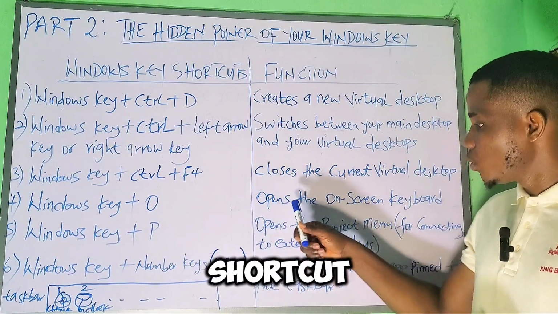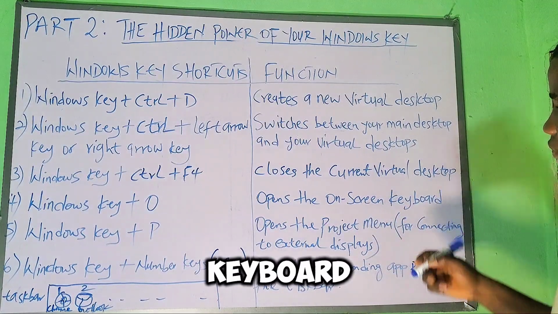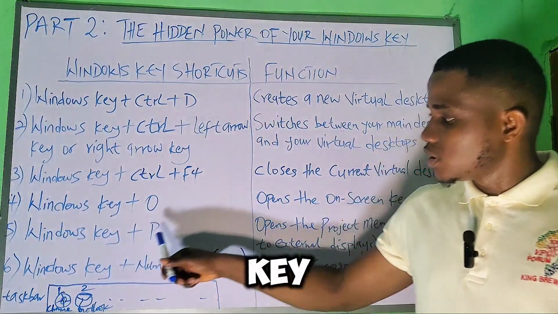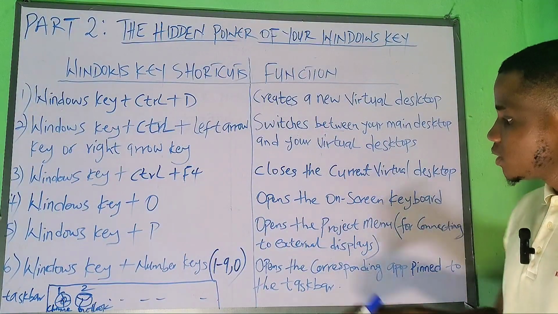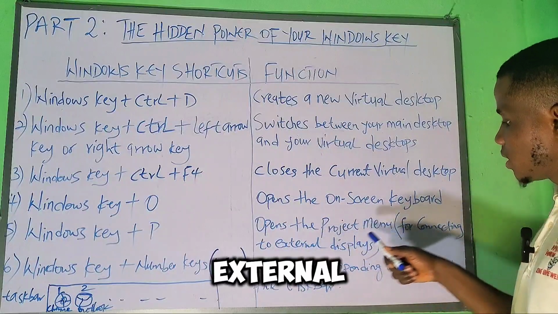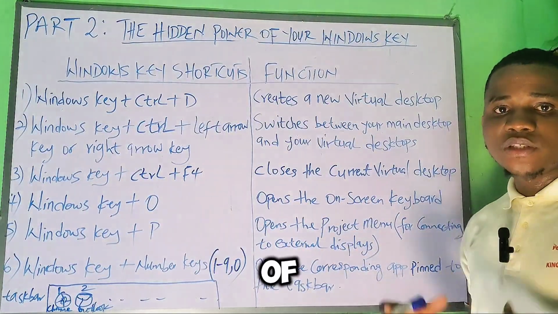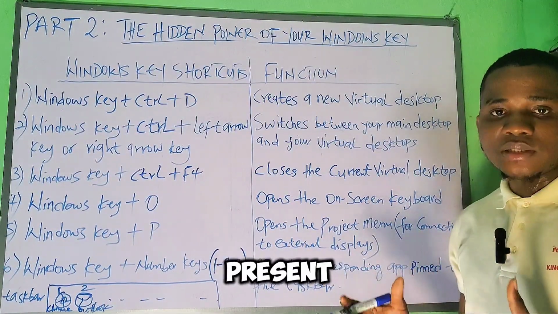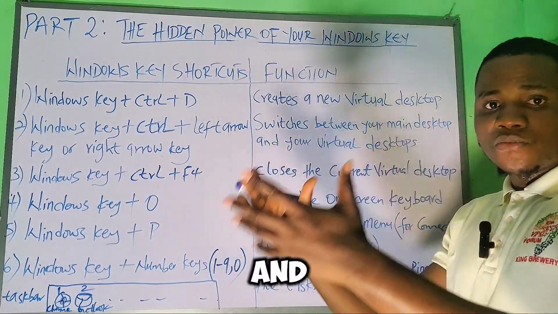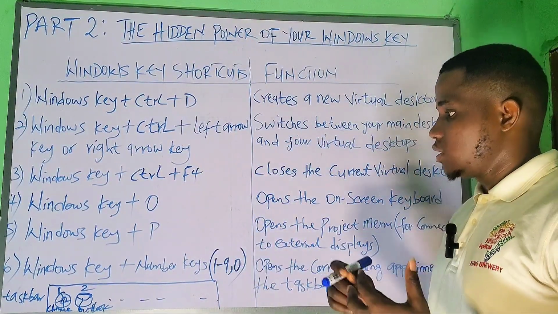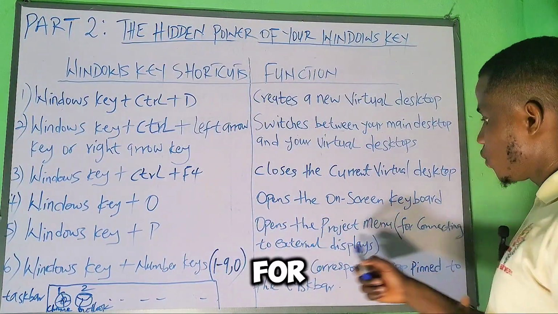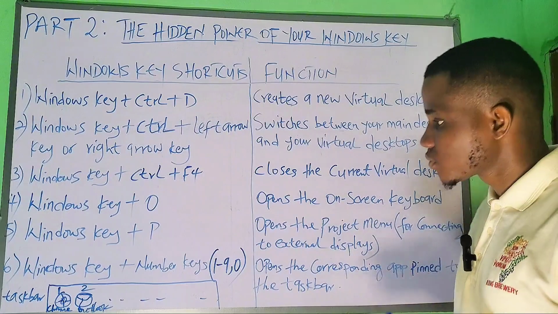Now the fourth one on our list is Windows key plus O. This shortcut opens the on-screen keyboard for us. The fifth one is Windows key plus P. This opens the project menu for connecting to external displays. A typical example of this is when you want to present, right? You want to connect to a projector and project. Then this shortcut will help you to open the project menu.